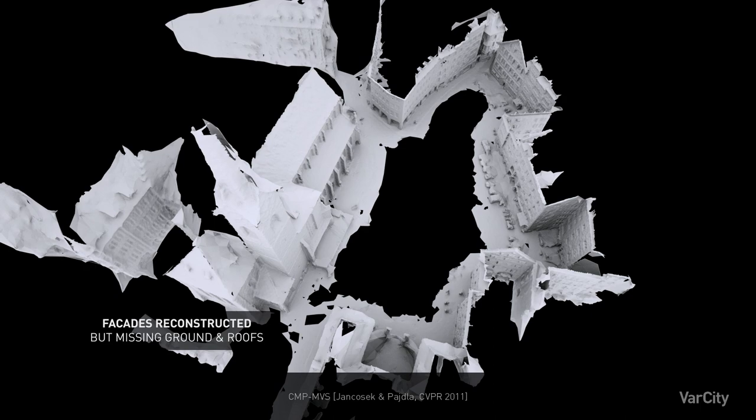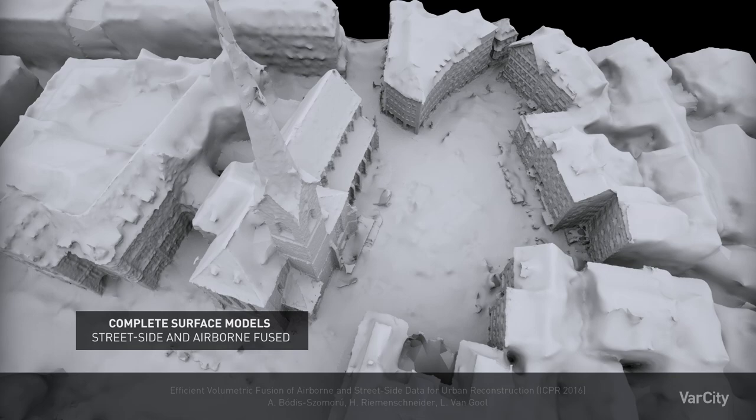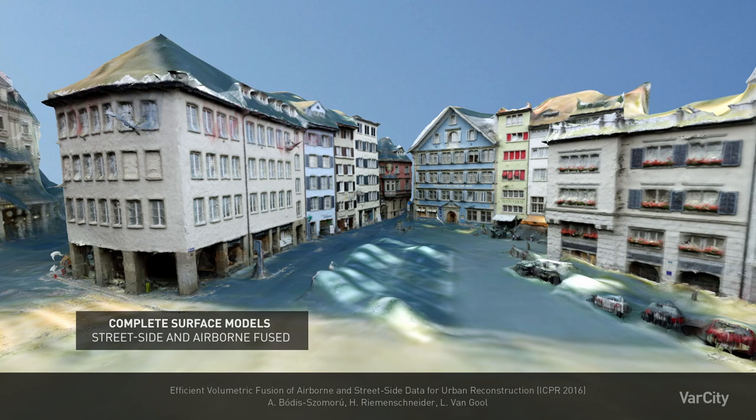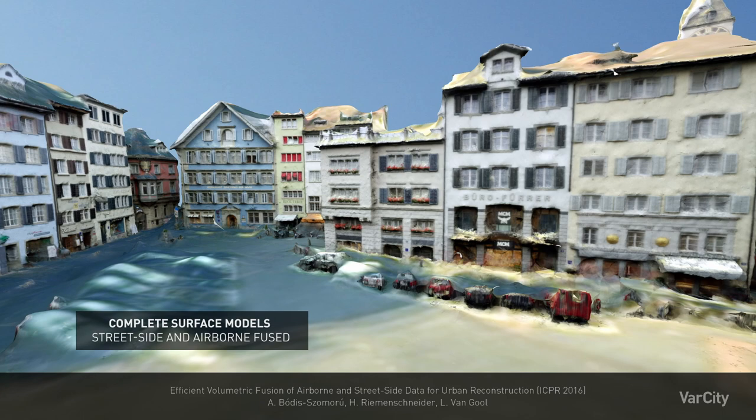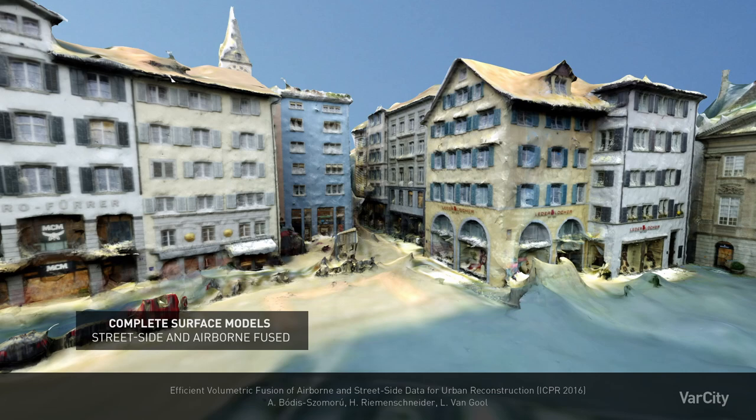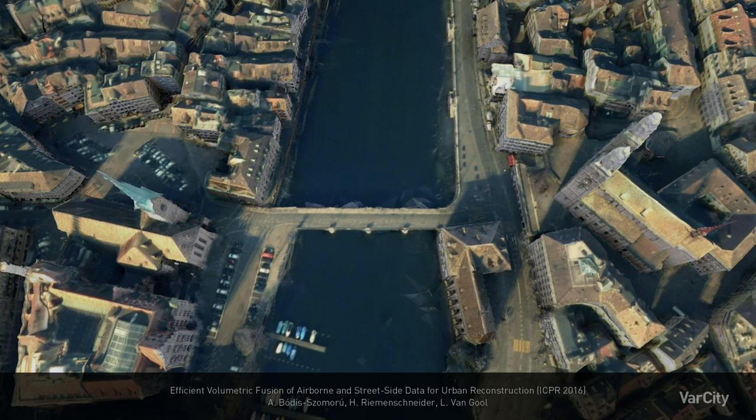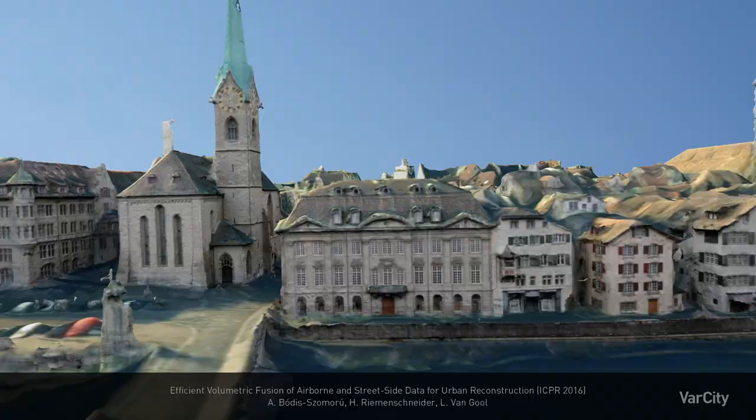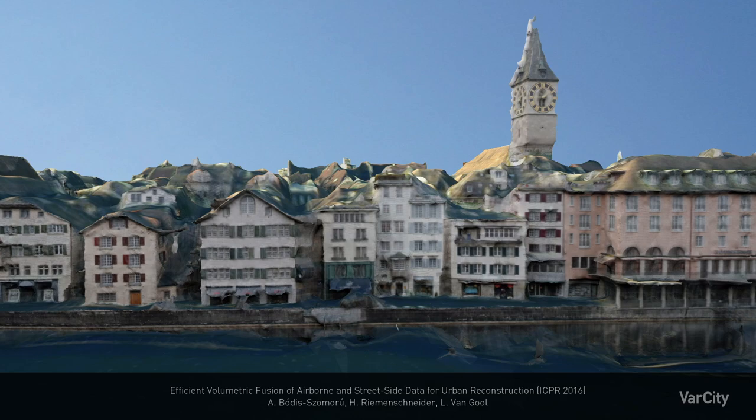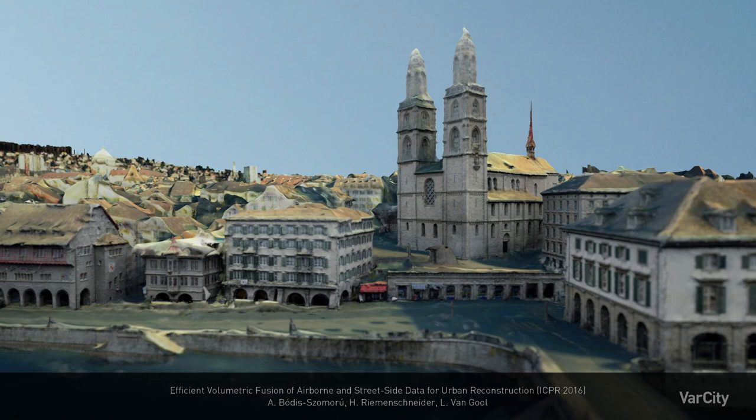In VarCity, we introduced an efficient method to fuse aerial and street-side data into a hybrid surface model. This model combines reconstructed ground and roofs with detailed geometry on the building facades. Here, the input aerial and street-side images are both used to texture the surface. In summary, we automatically produce hybrid surface models at different levels of detail over large urban areas. This enables many applications in emergency planning, urban design, preserving cultural heritage, or computer games.